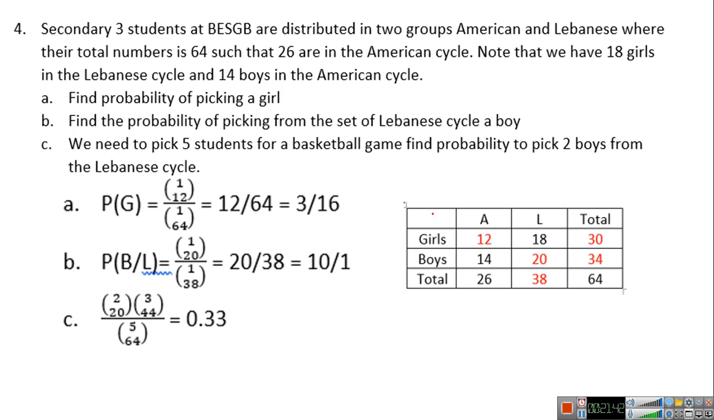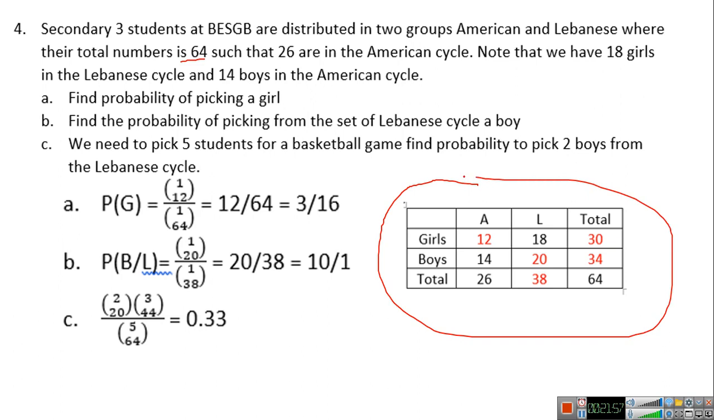Another problem: secondary 3 students at BHB are distributed in 2 groups, American and Lebanese, where their total number is 64. Total is 64. Such that 26 are in the American. So let me put a table, because they are saying American, Lebanese, and girls, boys. So I'm going to put girls, boys, American, Lebanese. This will help us a lot.